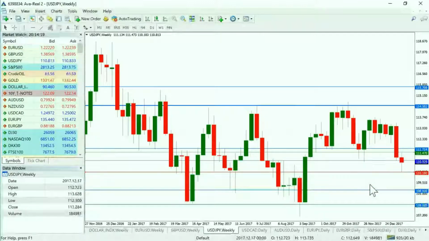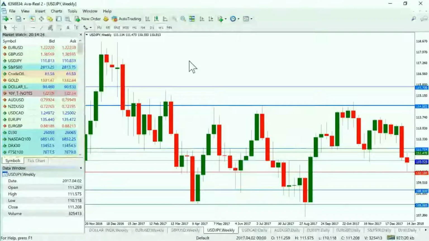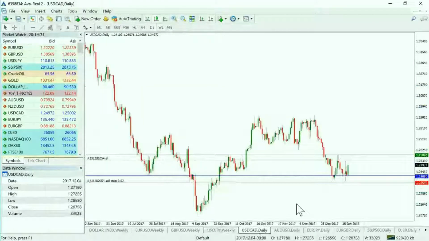So all we're talking about is just guiding us and building a case for taking a trade and deciding whether a trade exists or not. So that's why we'd like to add these levels of support and resistance to the conversation.